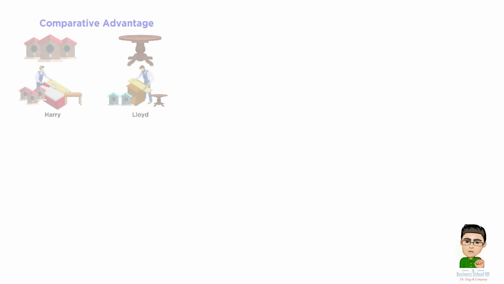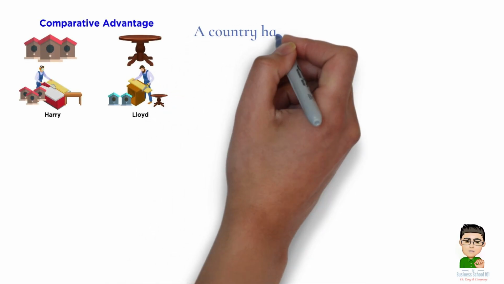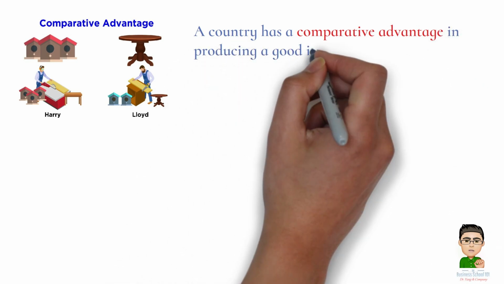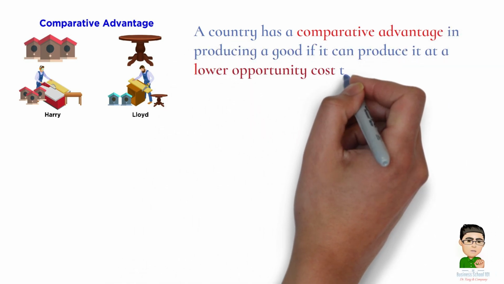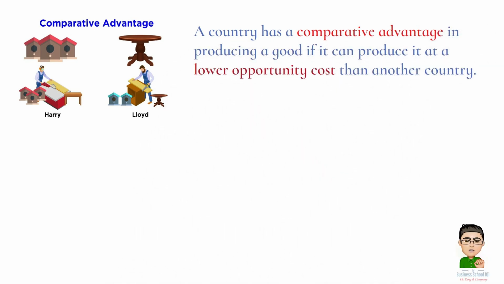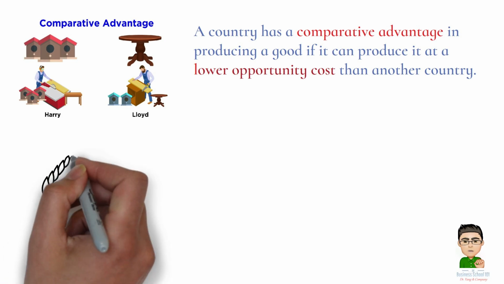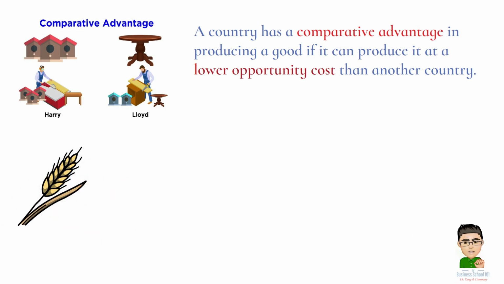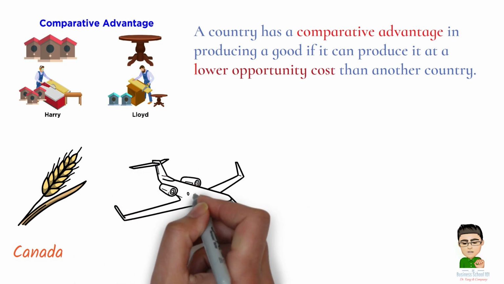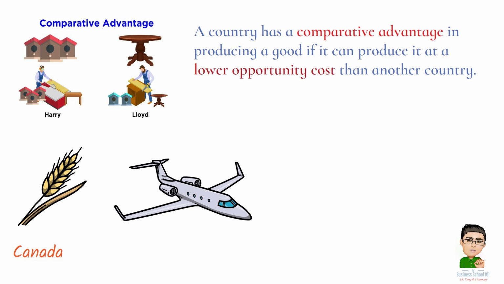Comparative advantage, on the other hand, focuses on opportunity cost. A country has a comparative advantage in producing a good if it can produce it at a lower opportunity cost than another country. For example, let's say the United States is really good at producing both wheat and airplanes. Canada, on the other hand, is only slightly better at producing wheat than airplanes. Even though the United States could produce more wheat than Canada, it might still be better for the US to focus on airplanes and trade for Canadian wheat. Canada has a comparative advantage in wheat production because its opportunity cost is lower.